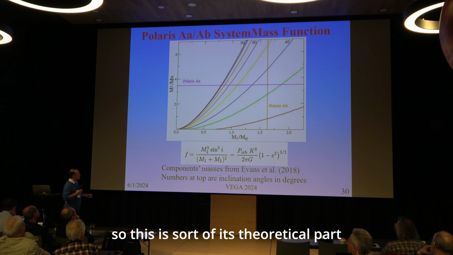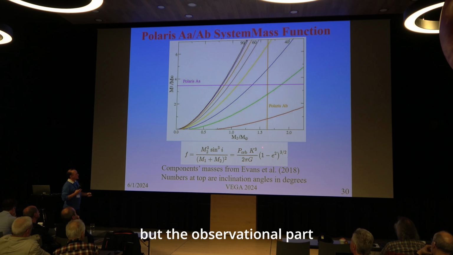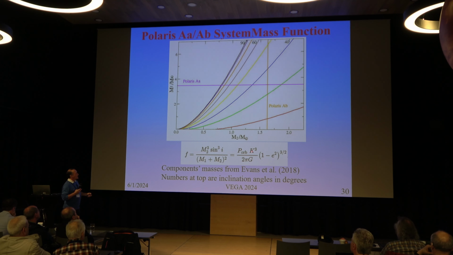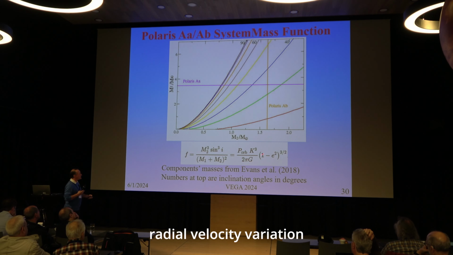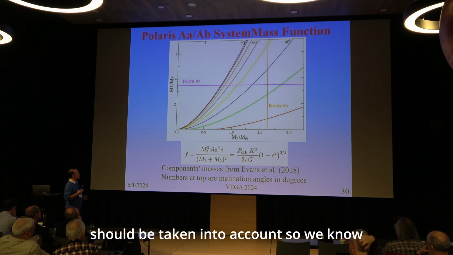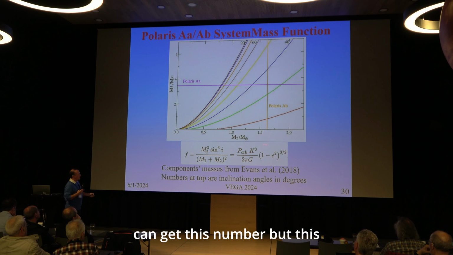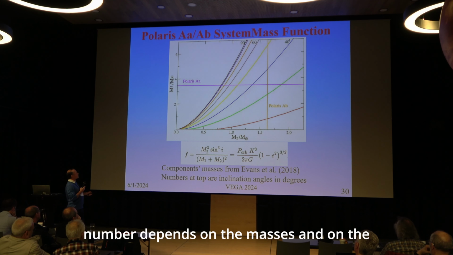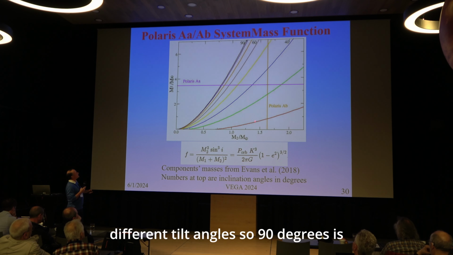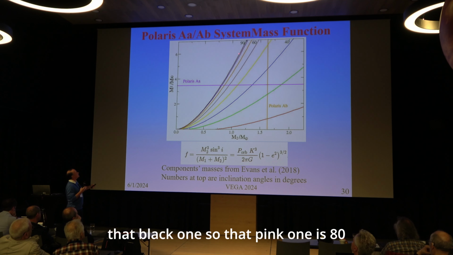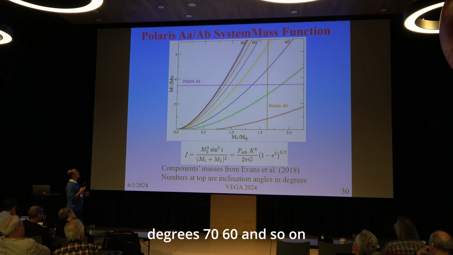So this is sort of the theoretical part, but the observational part is here. Our orbital period is multiplied by the semi-amplitude of the radial velocity variation. If there is an eccentricity, it should be taken into account. So we know all these parameters, and we can get this number. But this number depends on the masses and on the tilt angle. Each of these colored curves corresponds to a different tilt angle. So 90 degrees is the black one, the pink one is 80 degrees, 70, 60, and so on.